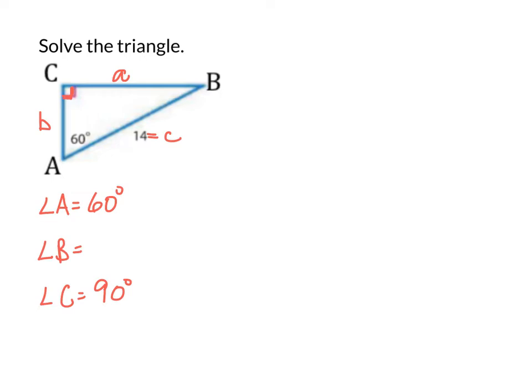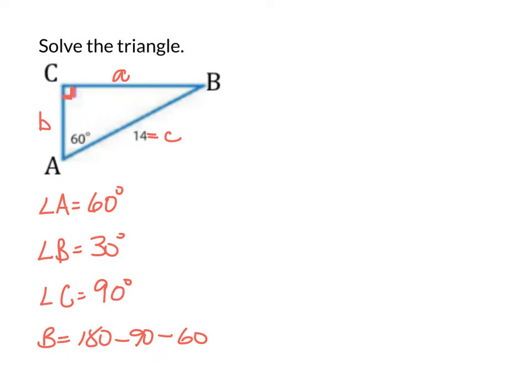Then it's real easy to see that, for any triangle, the sum of all of the angles has to be 180. So to find angle B, we're going to take 180, subtract the 90, which leaves us with 90, and then subtract the 60 as well, and that simplifies down to being 30 degrees. So the first half of the problem is already done. We've got all of the angles identified.